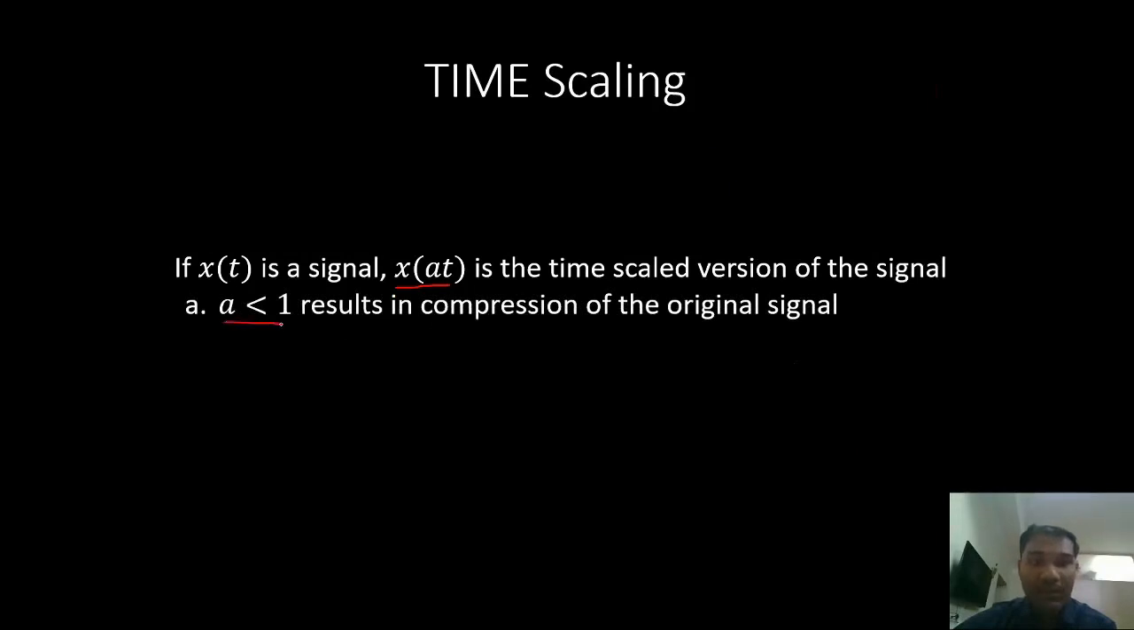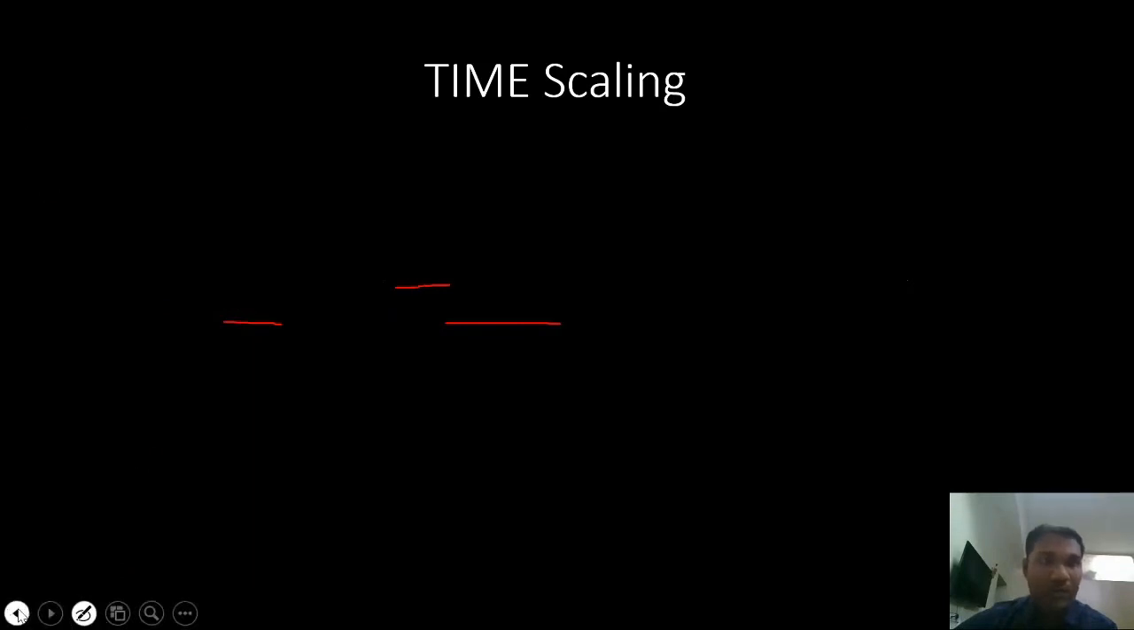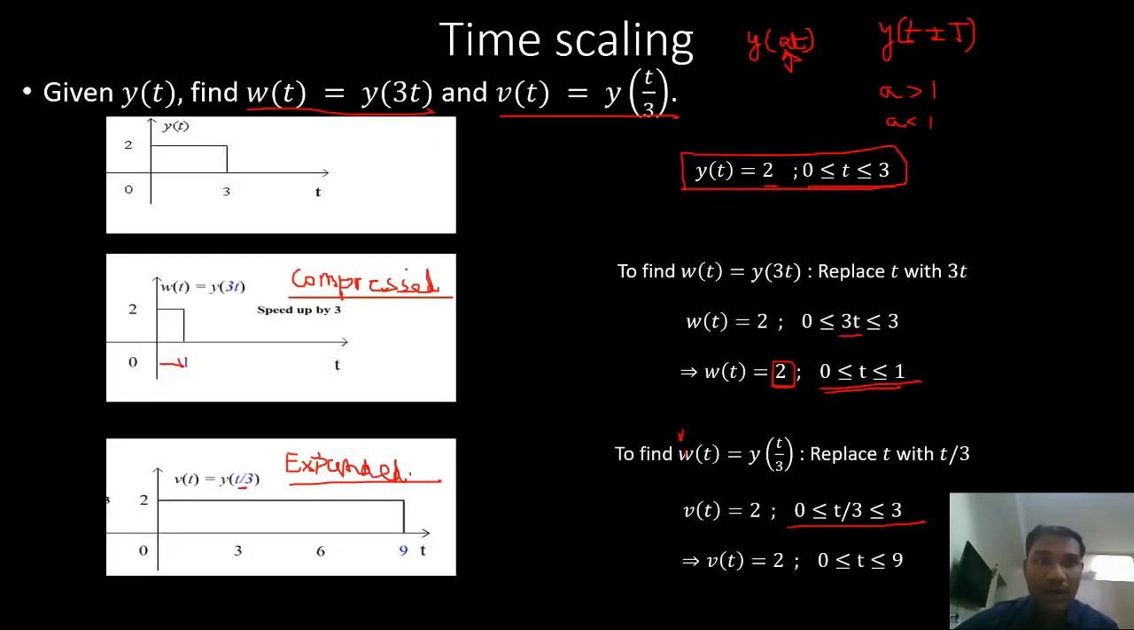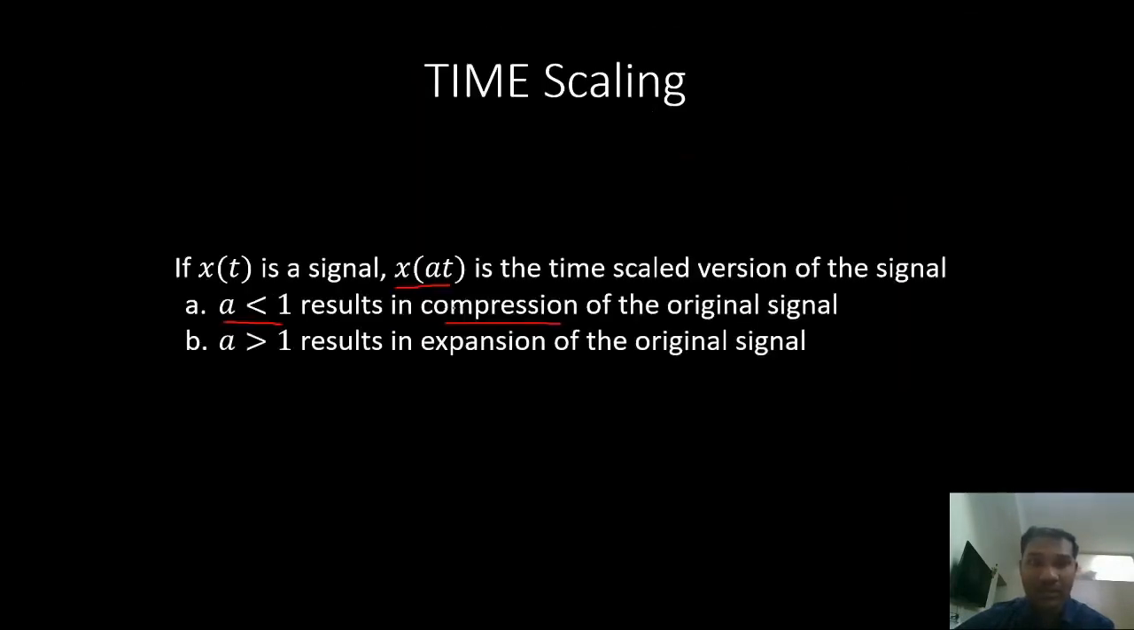If x of t is the signal, x of at is the time scaled version of the signal. For a less than 1, there is compression of the original signal. Sorry, I think it's a mistake. For a less than 1, there is expansion of the original signal. For a greater than 1, there is compression of the original signal. So this is greater than, sorry, and this is less than. Less than means there will be expansion.